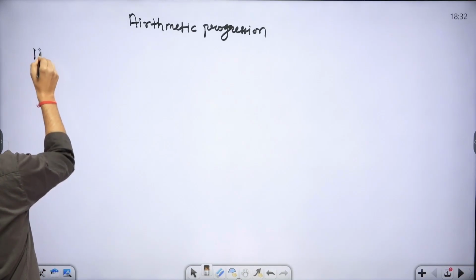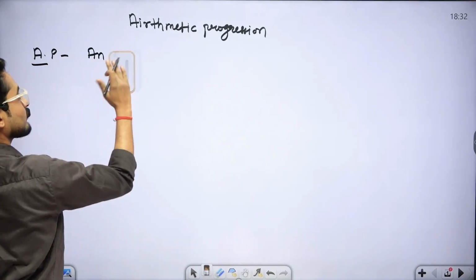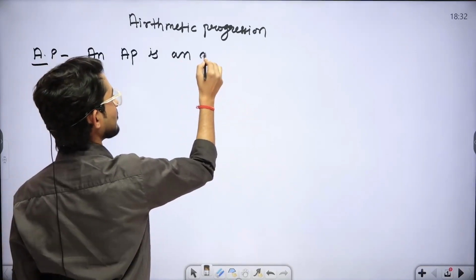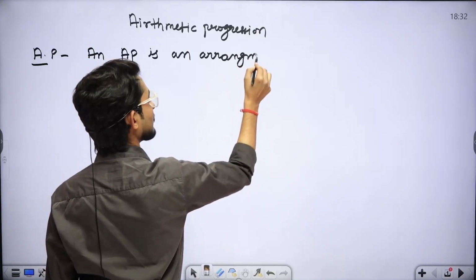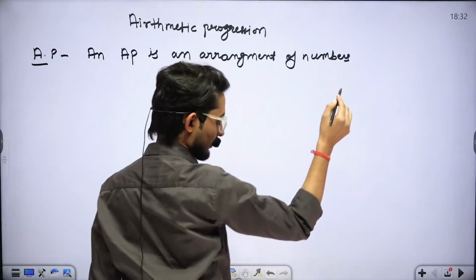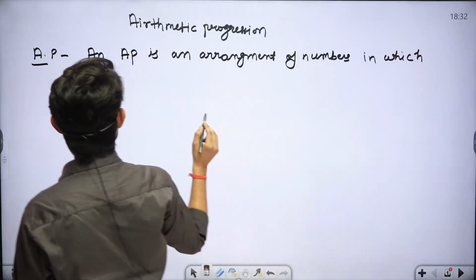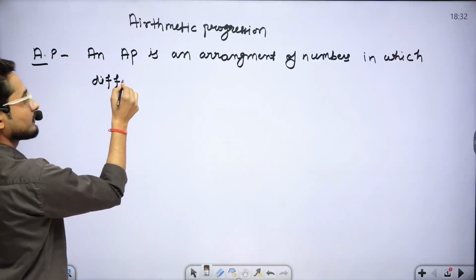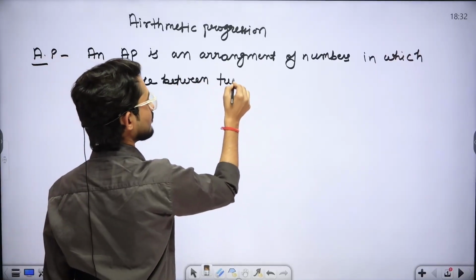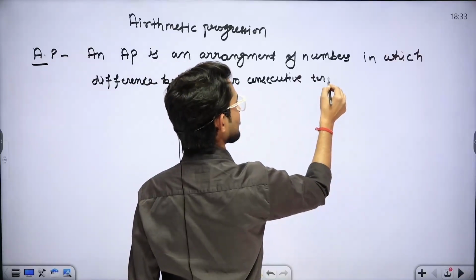So an AP, or arithmetic progression, is an arrangement of, or you can say a sequence of numbers, in which the difference between two consecutive terms is equal.